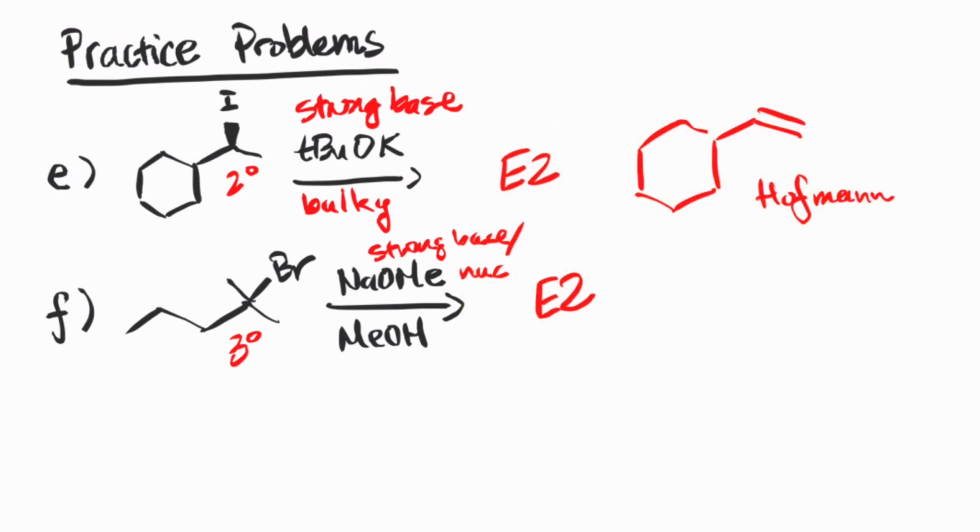Again, in this case, we do have a choice of alkene products. Methoxide is a relatively small base, so we're going to have the Zaitsev product as our major product.